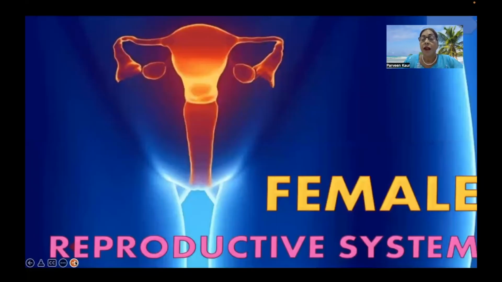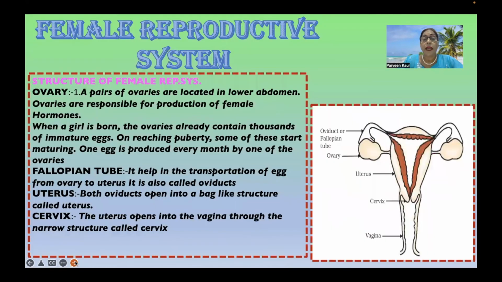Now we will see the female reproductive system. In the female reproductive system, a pair of ovaries is located in the lower abdomen. This structure you can see, this is the ovary. These are the pair of ovaries. Now when a girl is born, the ovary already contains thousands of immature eggs. On reaching puberty, some of these start maturing. One egg is produced every month by one of the ovaries.